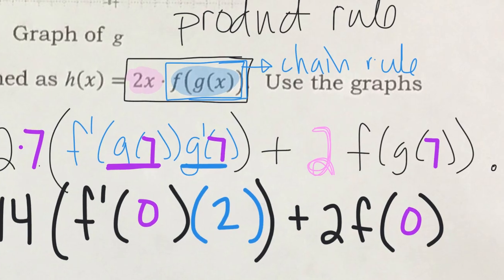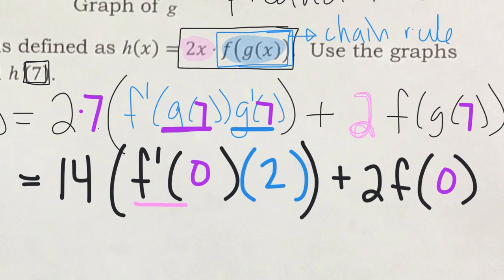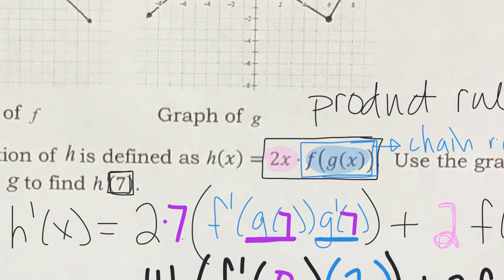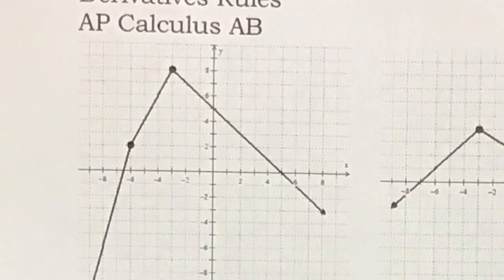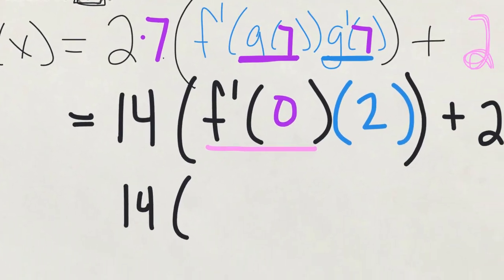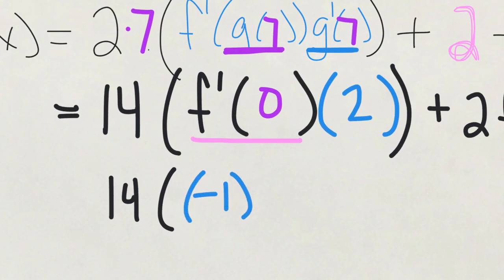Okay, let's keep going. Our next thing to do is to evaluate f prime of 0. So what's the derivative? What's the slope of our line at 0 from our f graph? So we'll come over here to f. We'll find out when x is 0, and our slope is negative 1. 1 down, 1 to the right. So if our line is going down, that means we have a negative slope. So this is negative 1. And I'm still multiplying that by 2, because this 2 stays here. We haven't done anything with that yet.